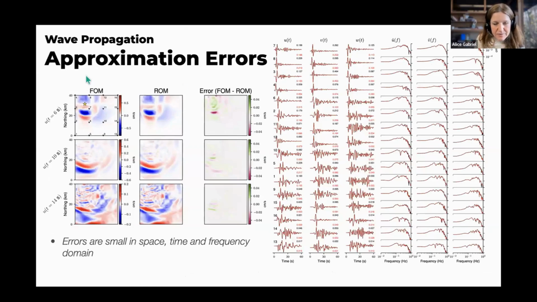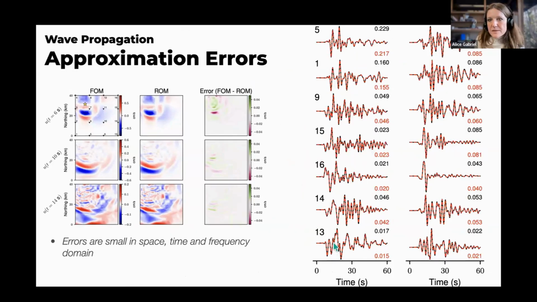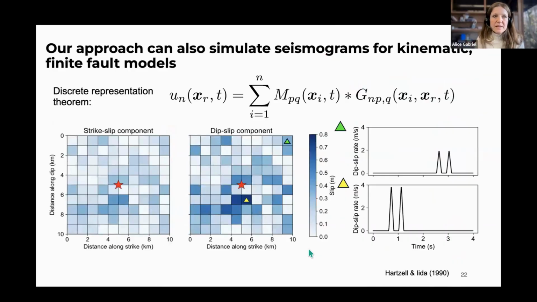We have our exact forward model, our reduced order model. This is the error. And if you're looking at the seismograms and zooming in a bit, this is doing quite well. So the errors remain small in space, time, and frequency domain. This approach also allows us to simulate seismograms with kinematic finite fault models just by using the representation theorem to stack up our point source representations.